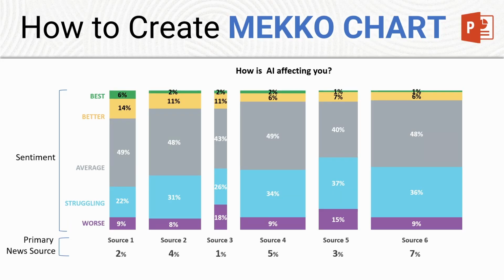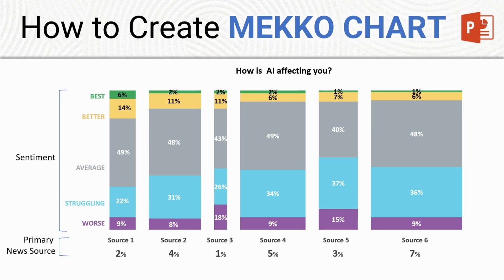Hi everyone, in this video we will look at how to create a Mekko chart. So what is a Mekko chart? It's basically a stacked column chart with an extra dimension, which is the width. So if we look at this chart here, vertically this is a stacked column chart, but if you notice, the width of every stack is also changing, and those proportions are mentioned here at the bottom. PowerPoint doesn't have this natively, but we can use a workaround to create this.